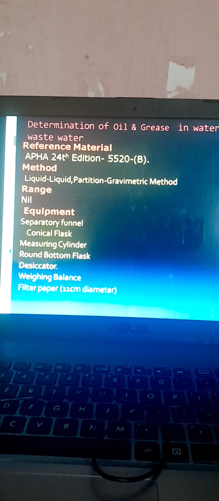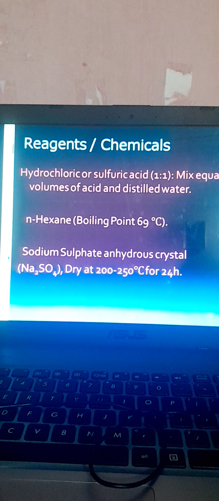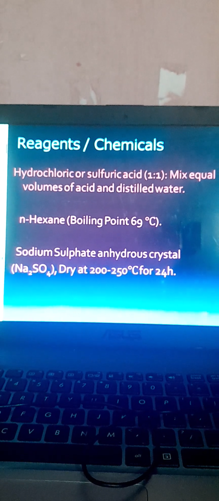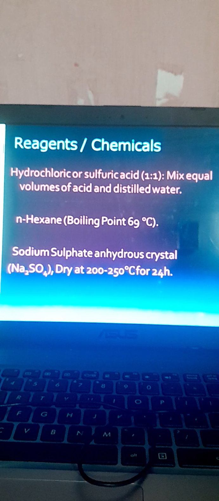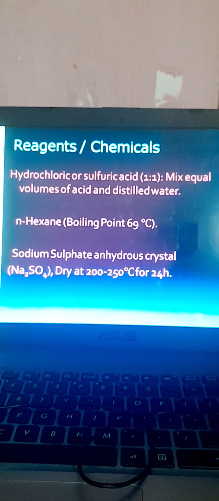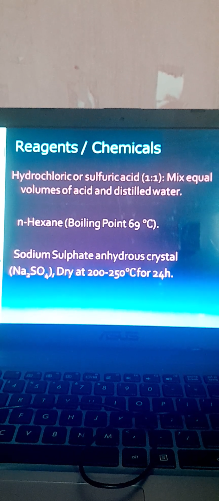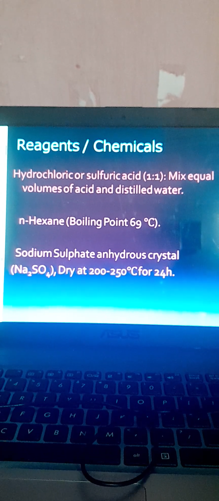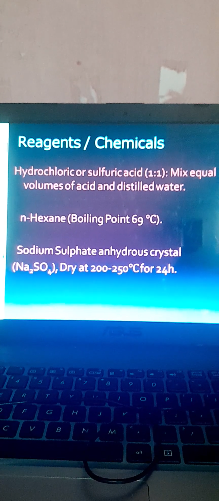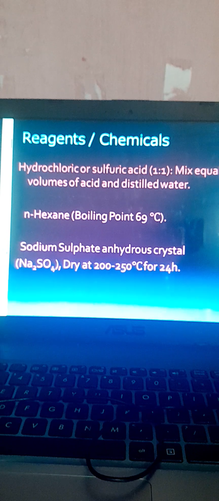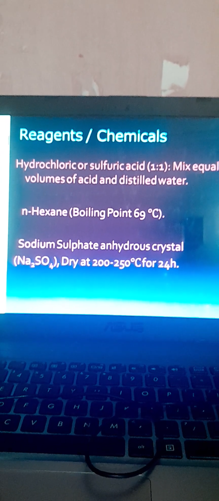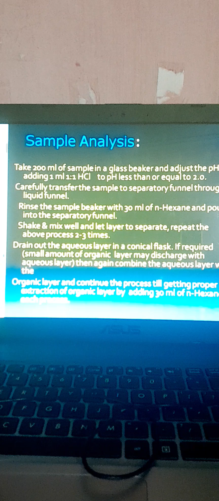and filter paper. What are the reagents or chemicals used for determination of oil and grease in water? That is hydrochloric acid or sulfuric acid 1:1, that is, mix equal volume of acid with distilled water, and N-hexane whose boiling point is 69 degrees Celsius, and sodium sulfate anhydrous crystal which is dried at 200 to 250 degrees Celsius for 24 hours in an oven.